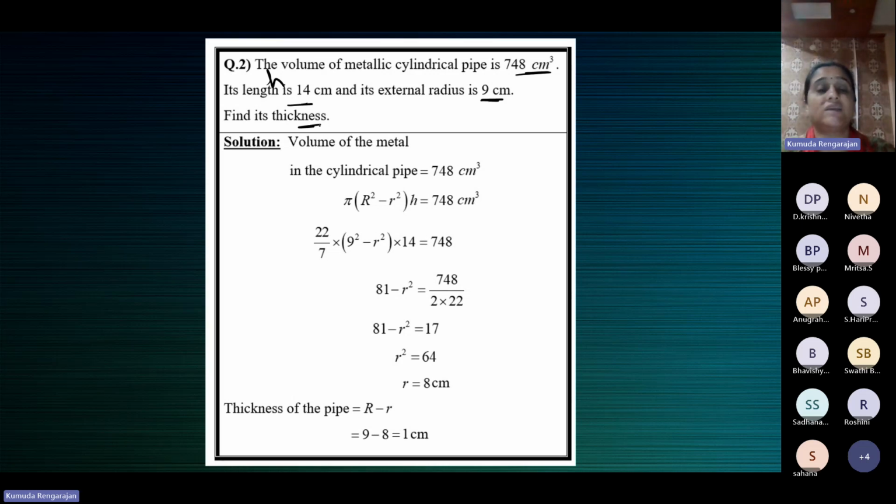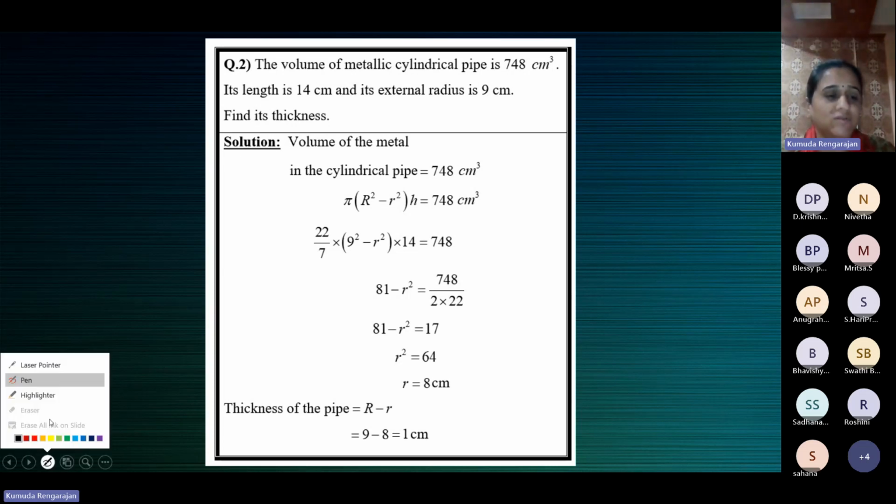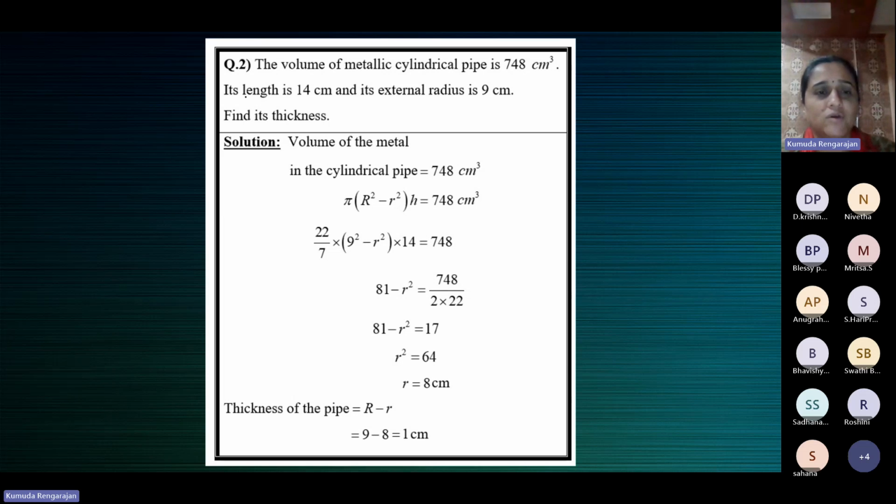External radius is given. Find the thickness. In some questions, thickness will mean height. In some questions, thickness is actually the thickness of the wall. So it is situational. Here, because the length is given, and length means height, this thickness is the thickness of the wall. And what is the thickness of the wall? The external radius minus the internal radius.